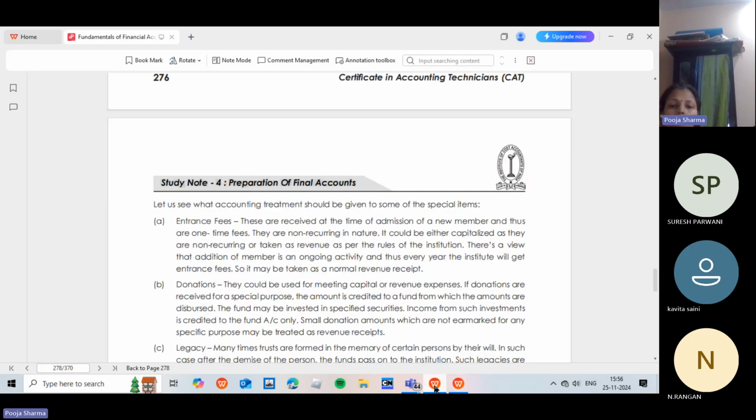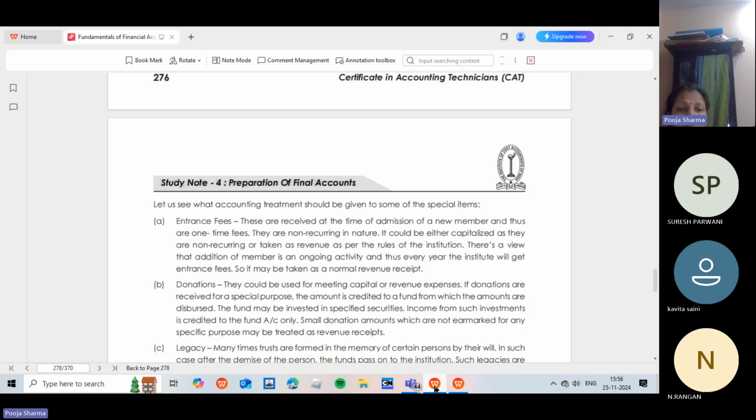Donations could be used for meeting capital or revenue expenses. We can use it for revenue, but that means it can be of revenue nature or capital nature. If it is short term, it is of revenue nature, and for the long term, you can say of capital nature.